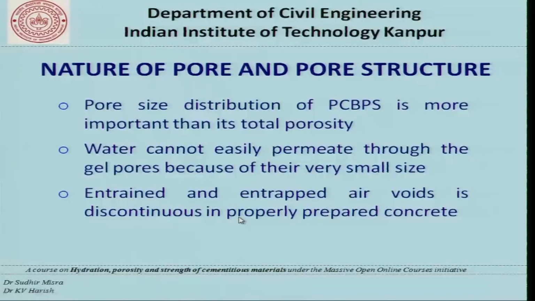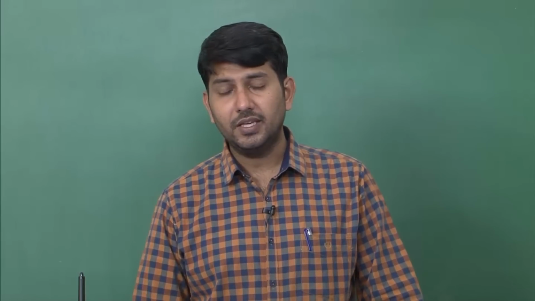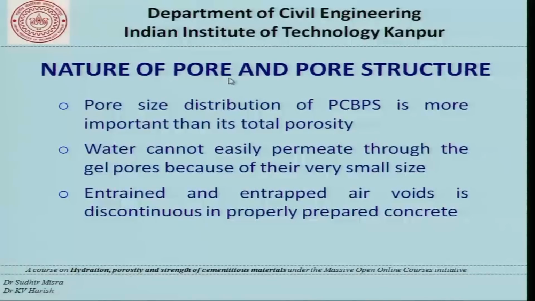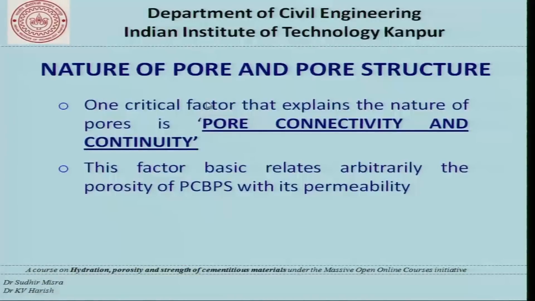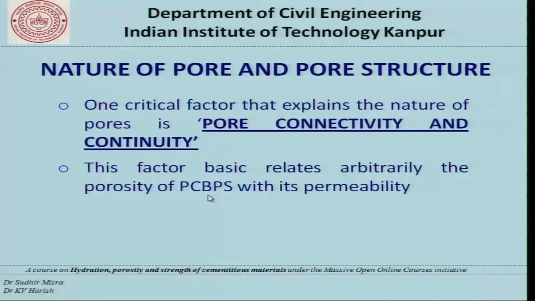Entrained and entrapped air voids, if they are present in the system: remember that entrained air voids are present only when air entraining agents are used, and entrapped air voids are usually present in the order of 1 to 2.5%, and it could be more if the mixture is not properly compacted. So if these voids are present, they are usually discontinuous and there is no continuity of the pores. One important critical factor under this topic is pore connectivity and continuity, whether the pores are connected to each other or not, and the porosity and the permeability.